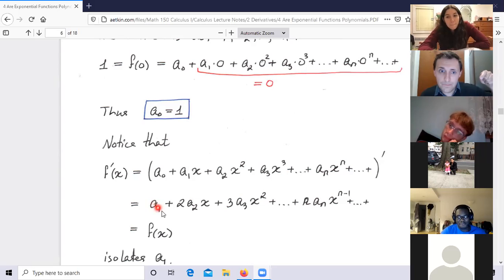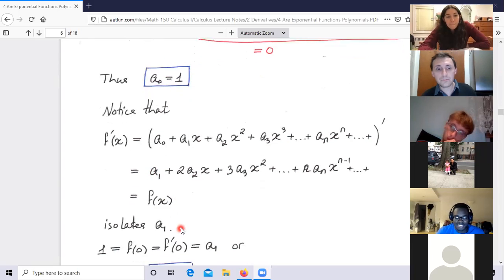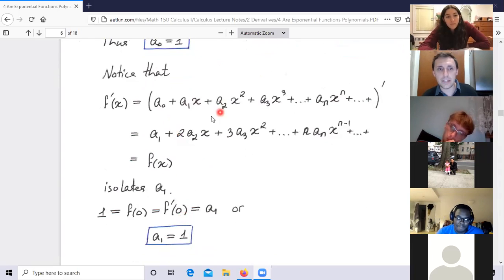Plug in 0, and what do you get? Plug in 0, everything is annihilated except for a1. Do you see that? Isn't it cool? I figured out a1. The coefficient next to x must also be 1.